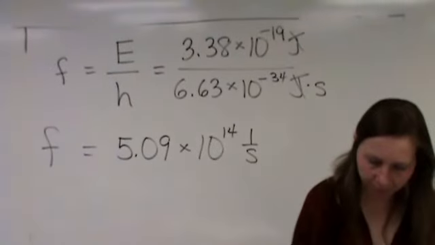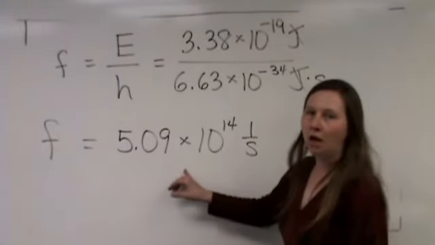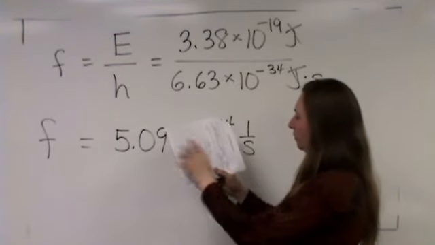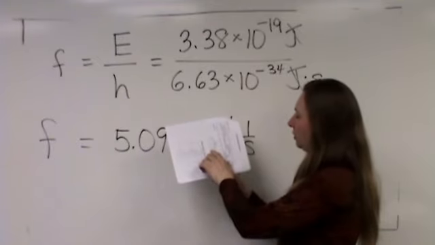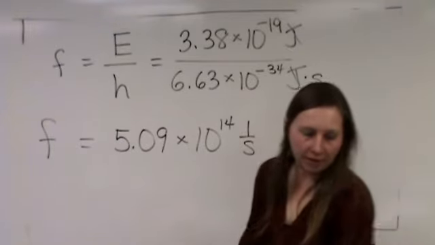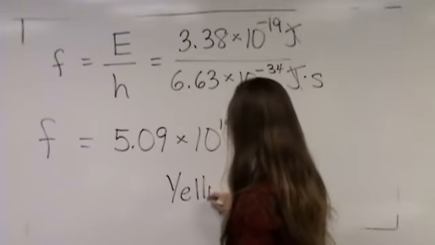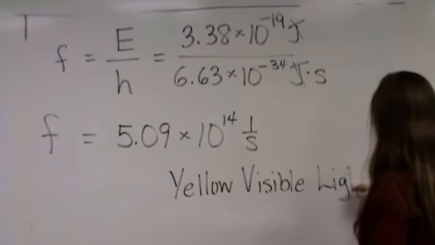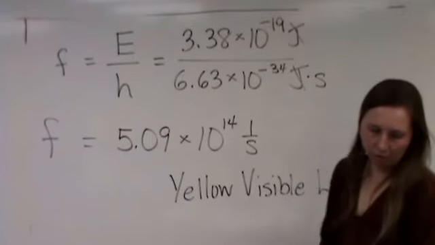All right, now let's identify the color of this photon. What color would this be? Go to the electromagnetic spectrum chart, and 5.09 is in the yellow range. Yellow is between 5.03 and 5.20. So 5.09 is definitely yellow light. All right, so this is visible yellow light. The color is yellow. All right?